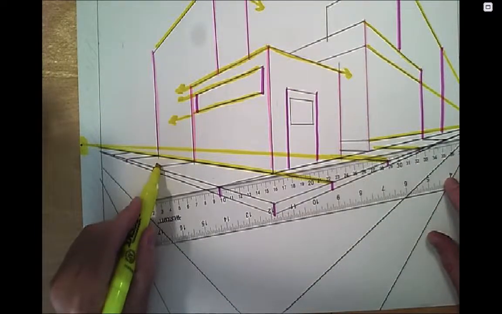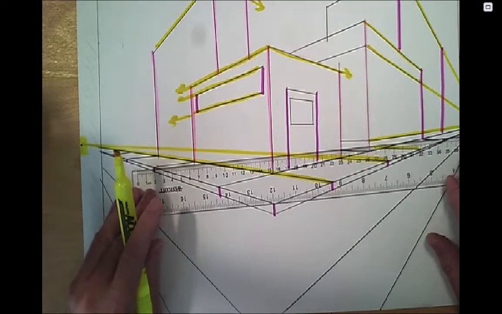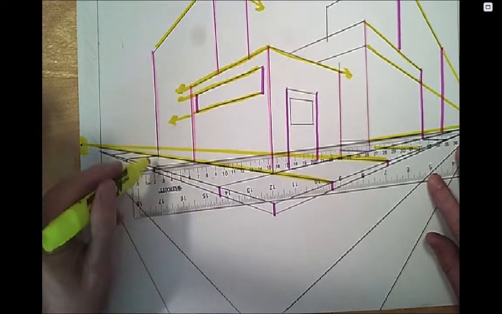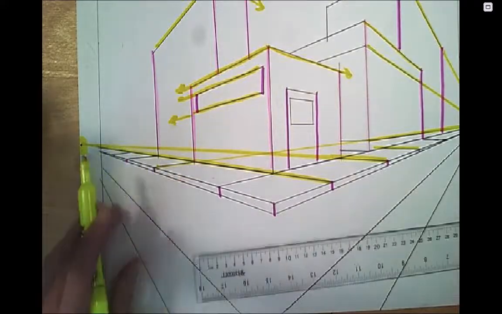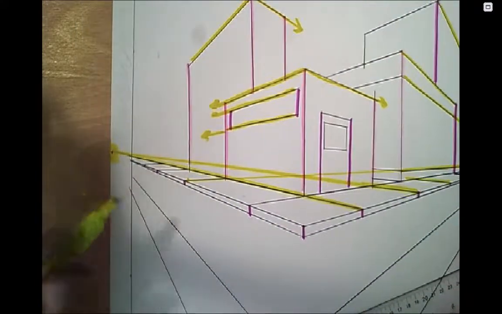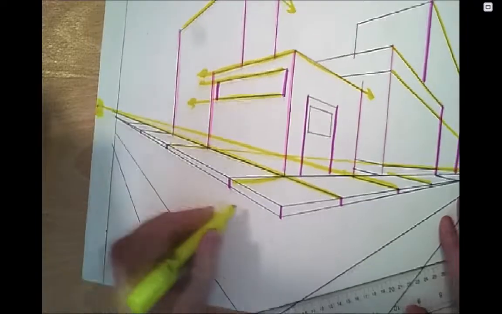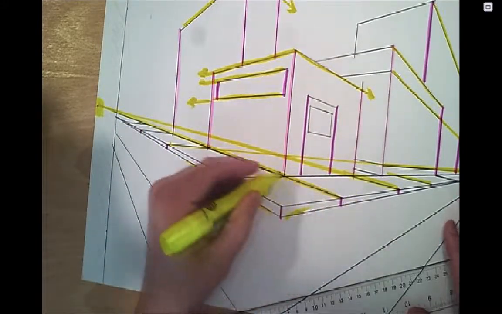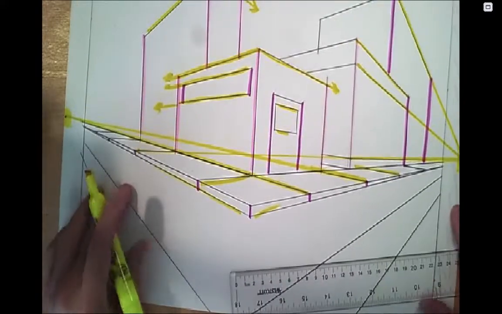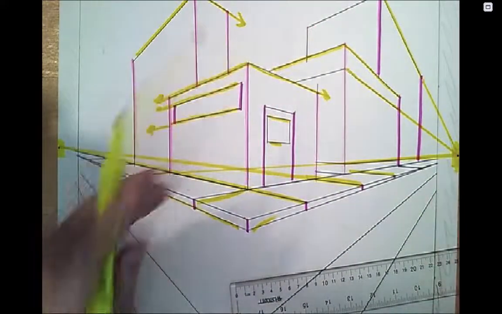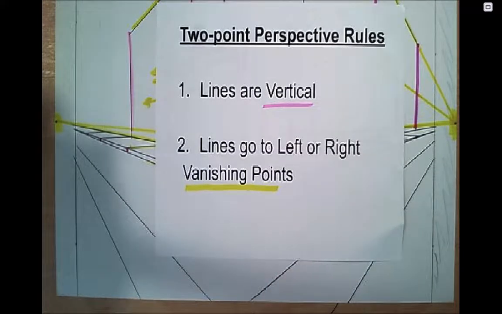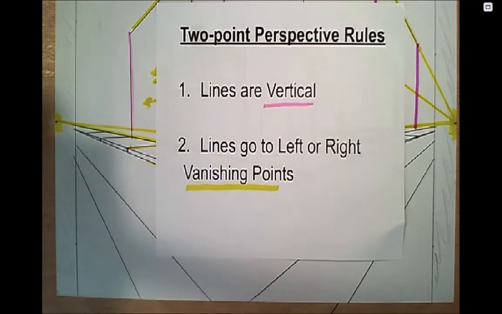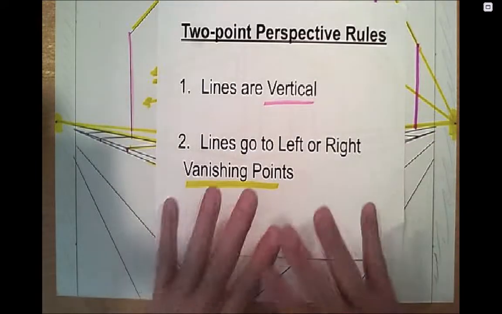I'm going to look at this one right here. How did I get that angle? This line goes all the way. I'm going to draw this one all the way too, through my buildings. All the way to the vanishing point. So every line that's yellow is going to a vanishing point. Every line that's pink is vertical. So this entire drawing was created using these two rules, that a line's either vertical or it's going to a vanishing point. No guessing. Think of it as graphing.